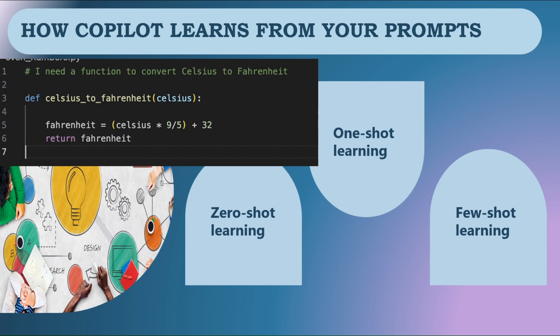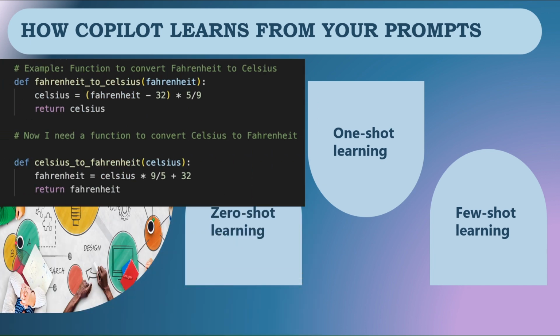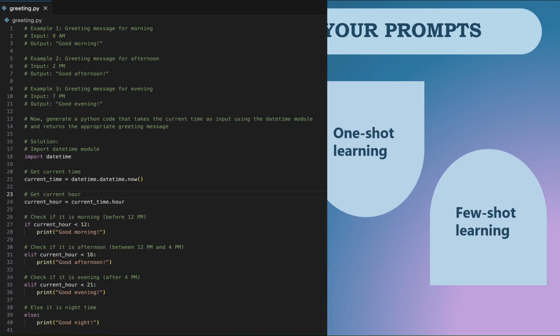Second approach is one-shot learning. With this approach, a single example is given, assisting the model in generating a more context-aware response. So for example, you might provide an example of a temperature conversion function and then ask Copilot to create another similar function. And then finally, few-shot learning. In this method, Copilot is presented with several examples which strike a balance between zero-shot predictability and the precision of fine-tuning.